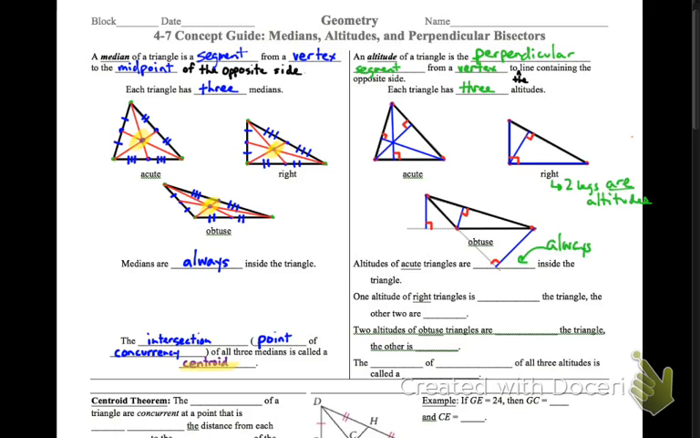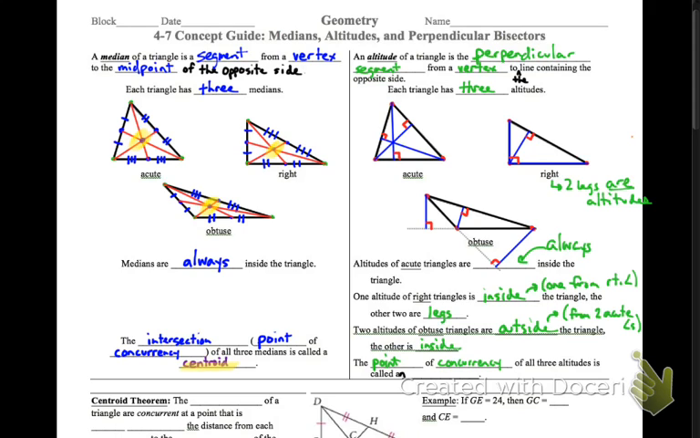Altitudes of acute triangles are always inside. These are the altitudes that are always inside. One altitude of a right triangle is inside, and then the other two are legs. And if we're talking about an obtuse triangle, two altitudes are outside and the other is inside. We'll practice the ones from the obtuse one. They're a little bit tricky to draw.